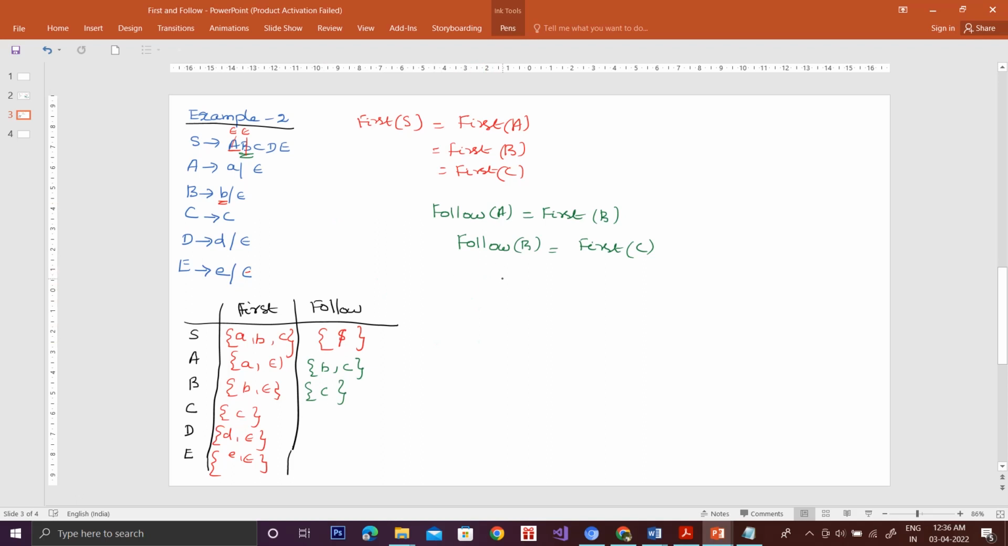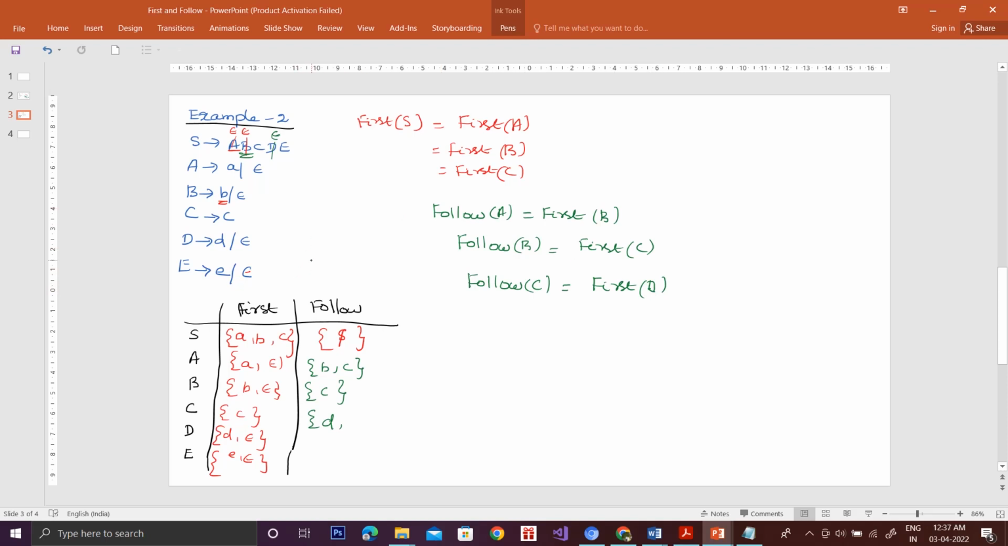Now follow of C we have to find out. Follow of C is D, a non-terminal, so you have to find out first of D. What is first of D? First of D is d, epsilon. Normally we don't add epsilon, but actually here we have epsilon. When you substitute epsilon here, it vanishes. So now follow of C becomes follow of E.